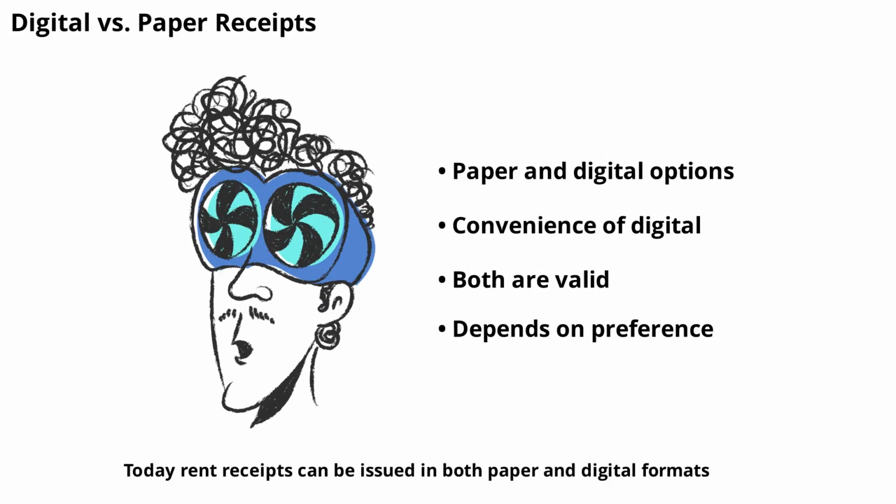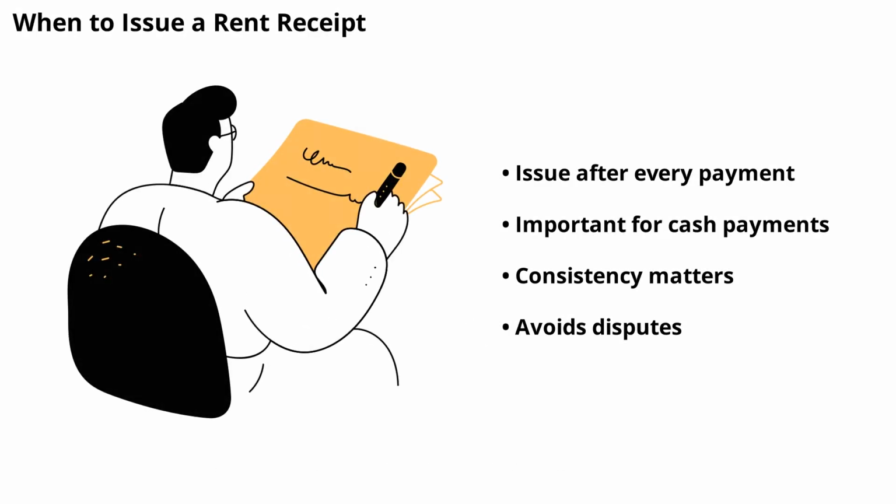Today, rent receipts can be issued in both paper and digital formats. Paper receipts are traditional and can be physically stored, while digital receipts are convenient and easy to organize. Many landlords now use email or property management software to send receipts electronically. Both formats are valid, as long as they contain all the necessary information. Choosing the right format depends on the preferences of both the tenant and the landlord, as well as any legal requirements in your area.